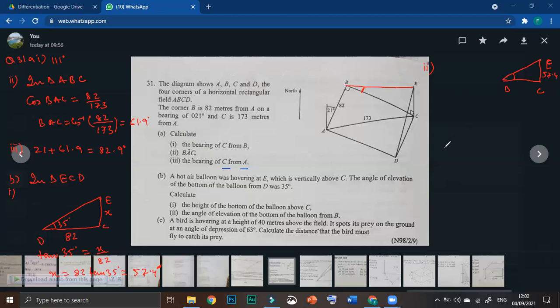Sir, it won't be 82. No, BC is not 82. AB and CD are 82. Yes, sir. How can we find out the length of BC?